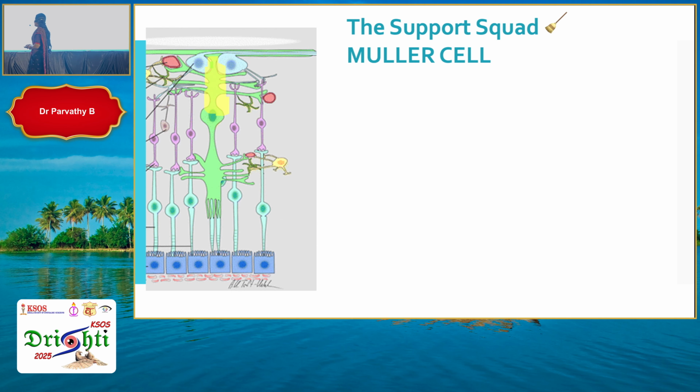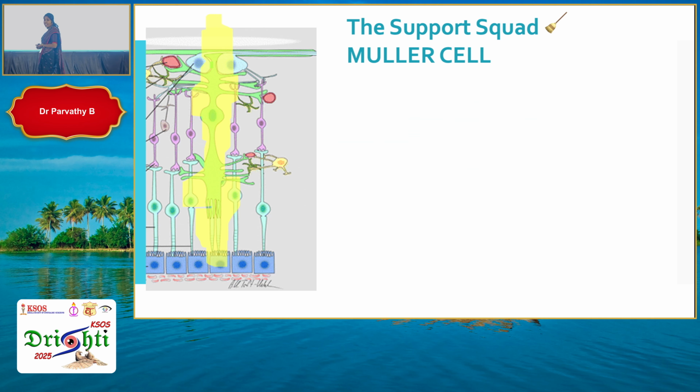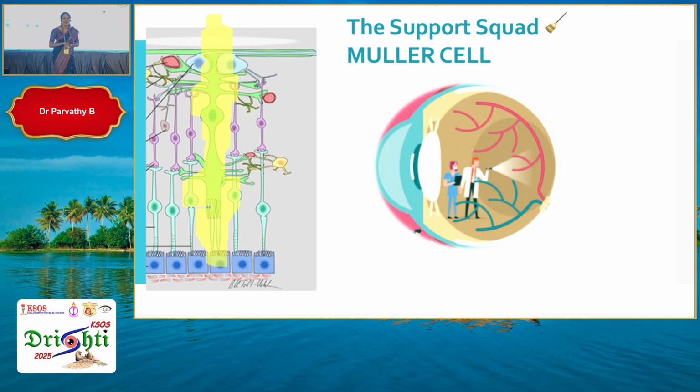Okay, coming to our last, the Muller cell. They are the support squad. You can see the Muller cell is giving various supporting hands to the retinal cells, isn't it? So it is a supporting glial cell. It is involved in metabolic support by means of ionic balance, regulating the neurotransmitter, removing the waste products, etc. They can be called the doctors of the retina. Why? Because they are involved in retinal repair and regeneration after an injury, like a doctor.